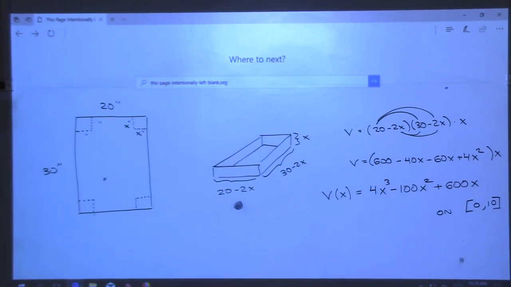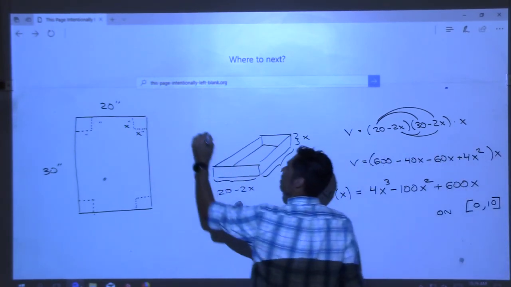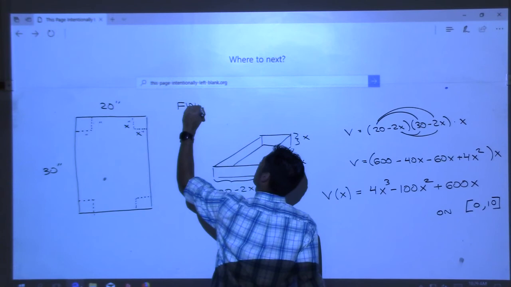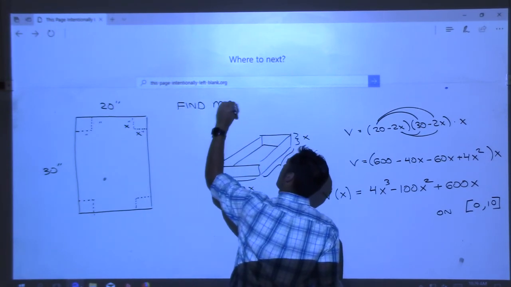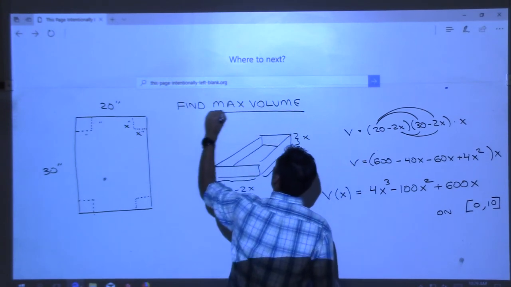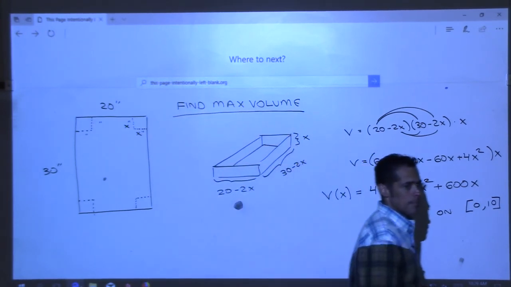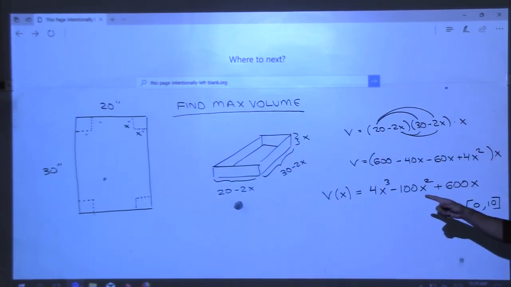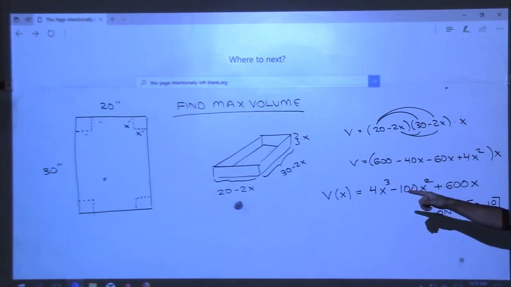I need to tell you what I actually want to know. Find the maximum volume. That's what I want. At the end of the day, I want you to tell me the maximum volume. For this particular situation, tell me what the maximum volume you can get out of that is.